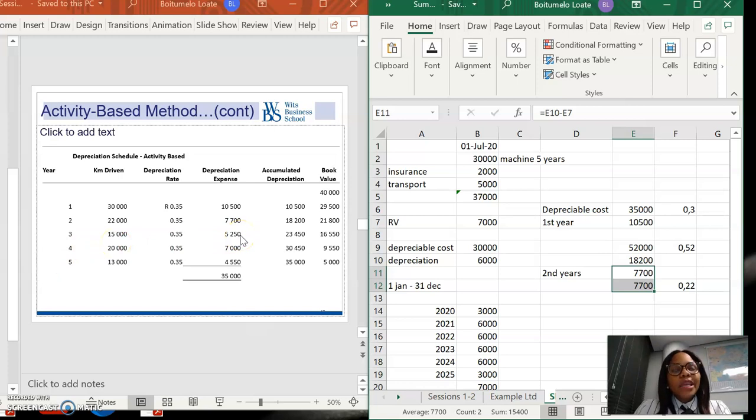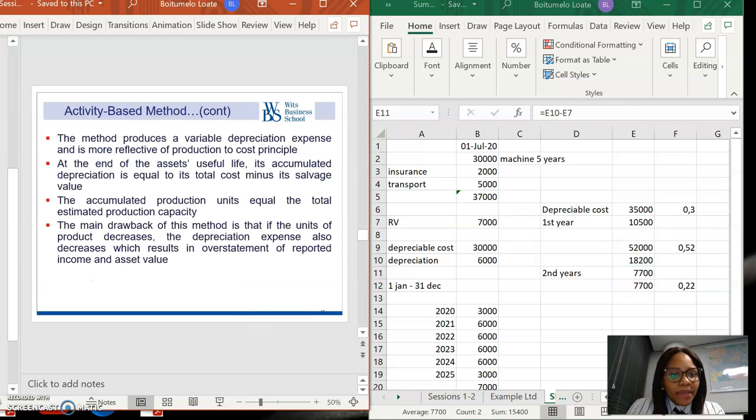Okay, a lot of people get confused between what accumulated depreciation is and depreciation expense. Accumulated depreciation, remember, you're combining every single year's depreciation. So your accumulated depreciation at the end of year 2 will be years 1 and 2's depreciation combined to get you to the 18,200. Book value will be what is reflected in your statement of financial position, or your book value at the end of every single year.